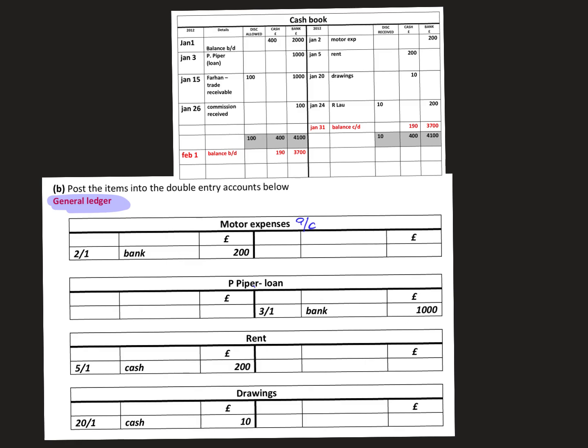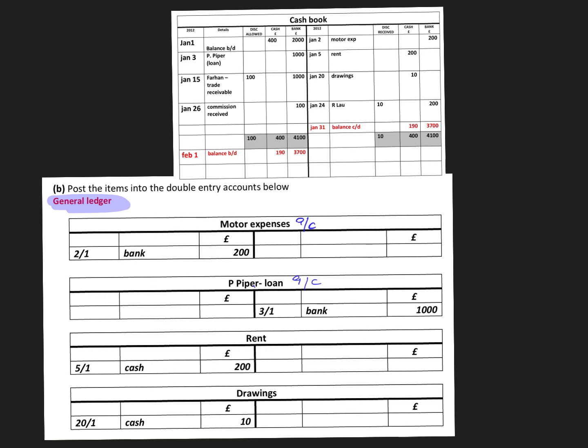P Piper, which is for the loan. Let us look here. We can see the entry for P Piper. So that's the entry for P Piper here, loan 1,000. So the ledger account, P Piper, which is a loan account, A/C, and the account is credited. So the entry was debited in the cash book. That's a debit. And so here is going to be credited.